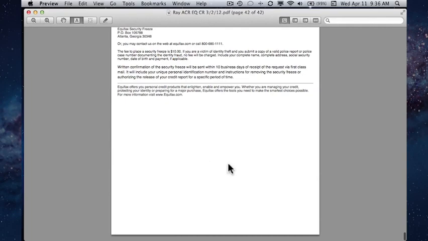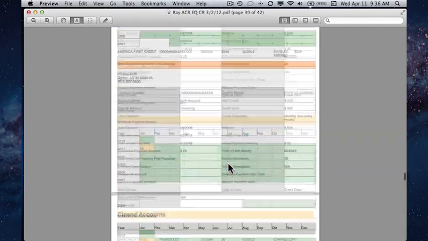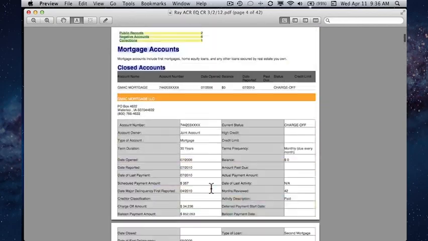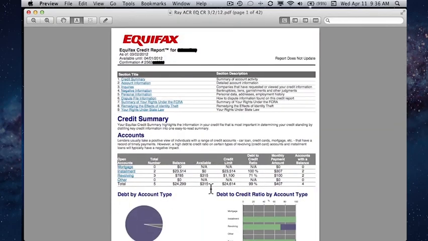Okay, that brings to a conclusion our review of how to interpret, how to read the Equifax online consumer disclosure that is mandated by Congress and offered at annualcreditreport.com for free once per year per consumer.